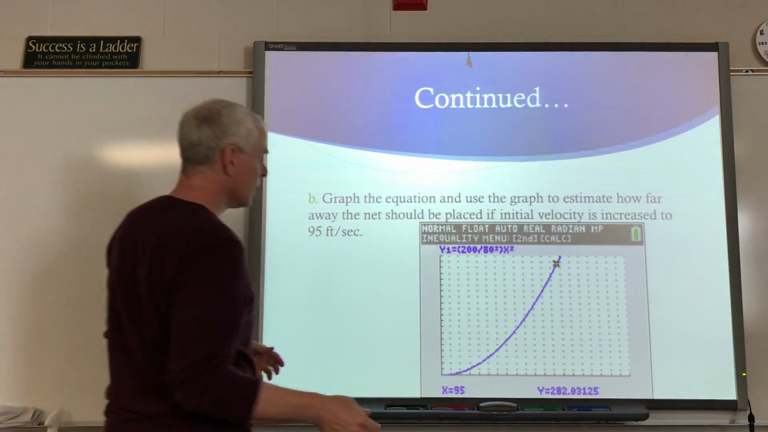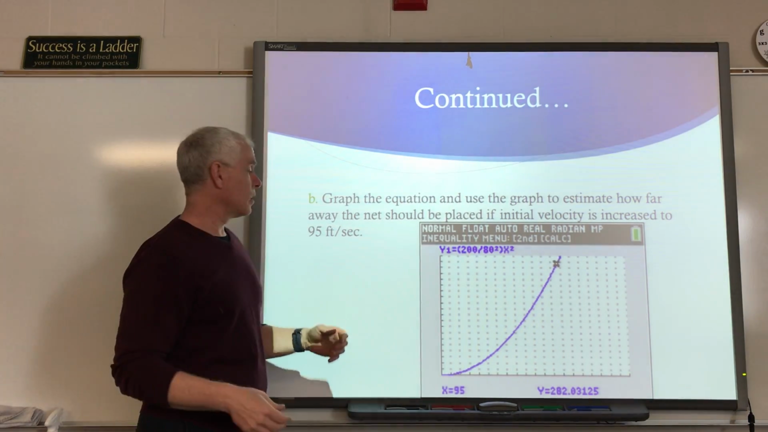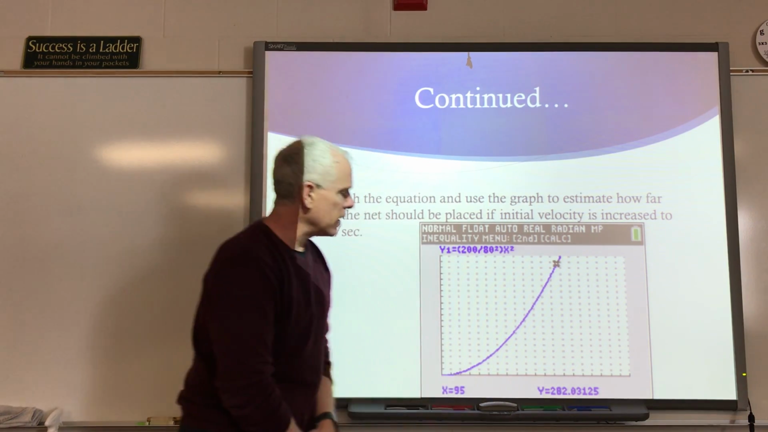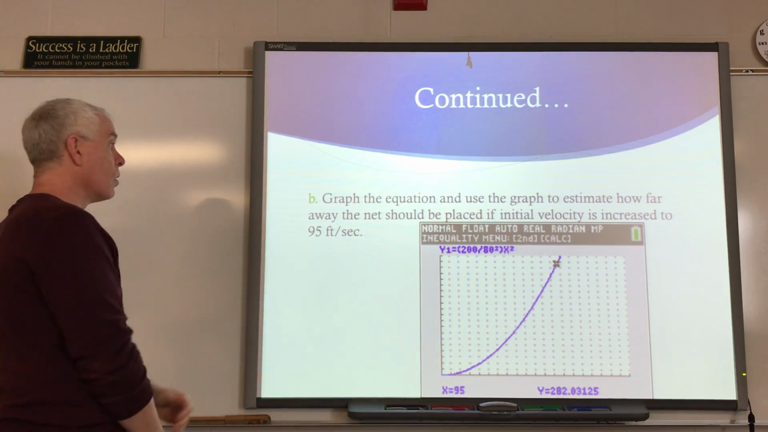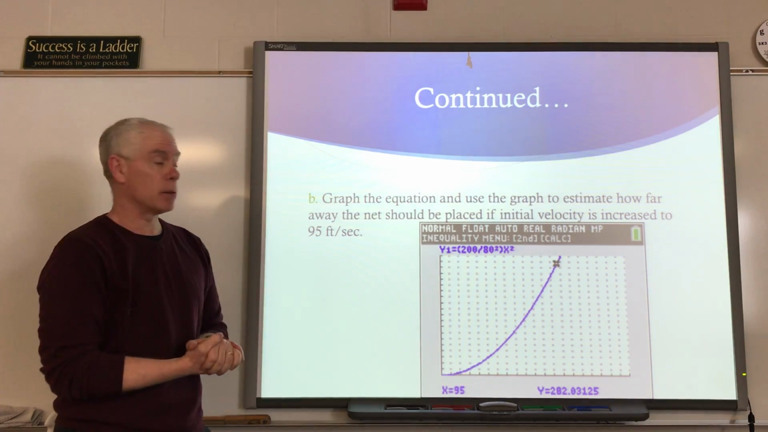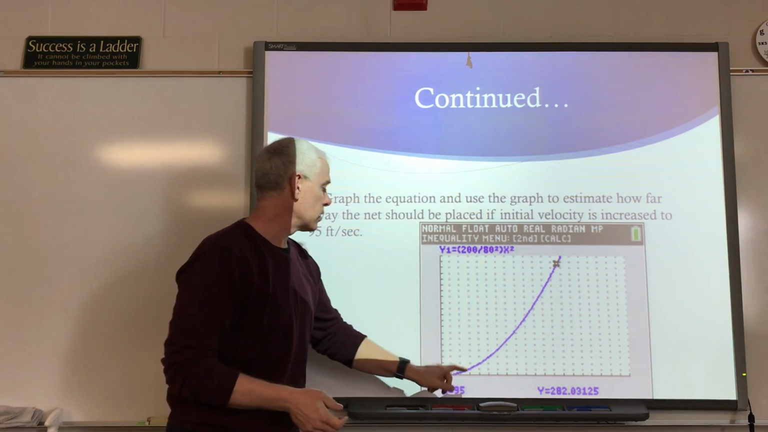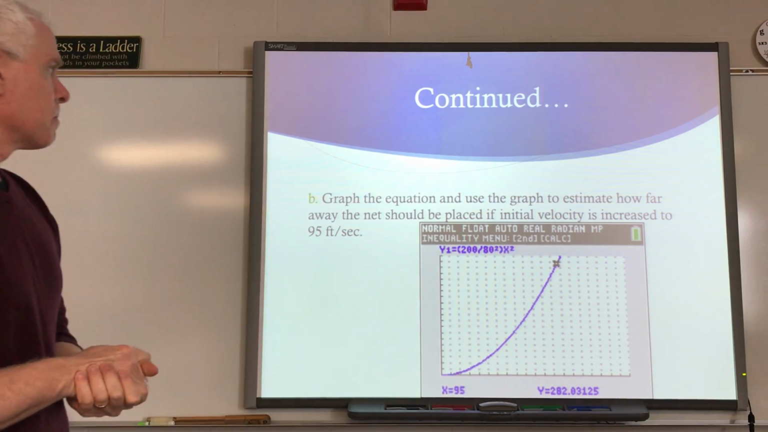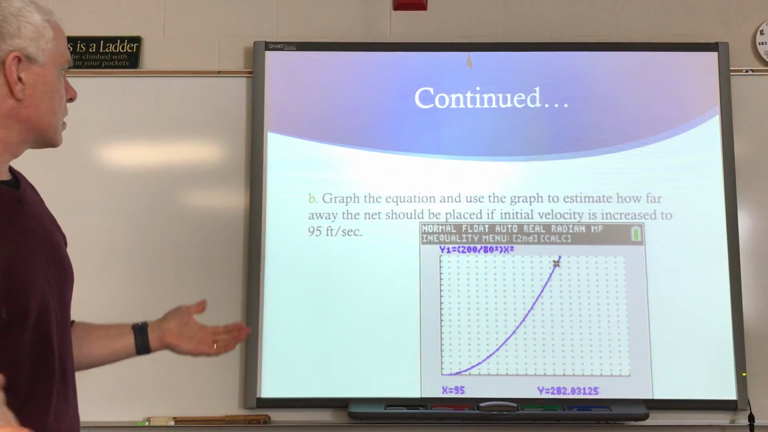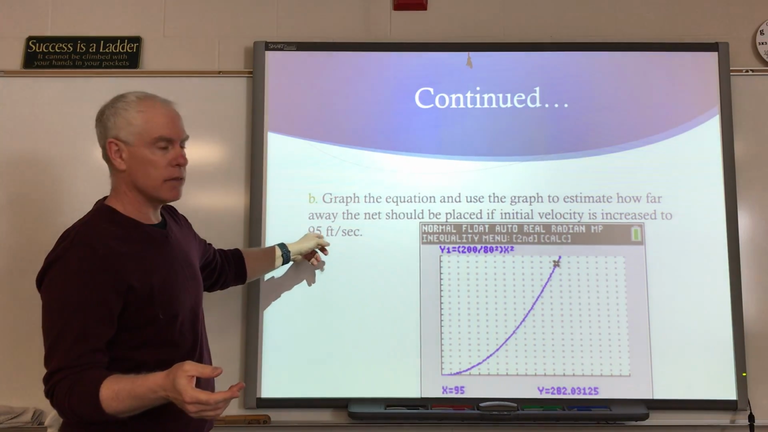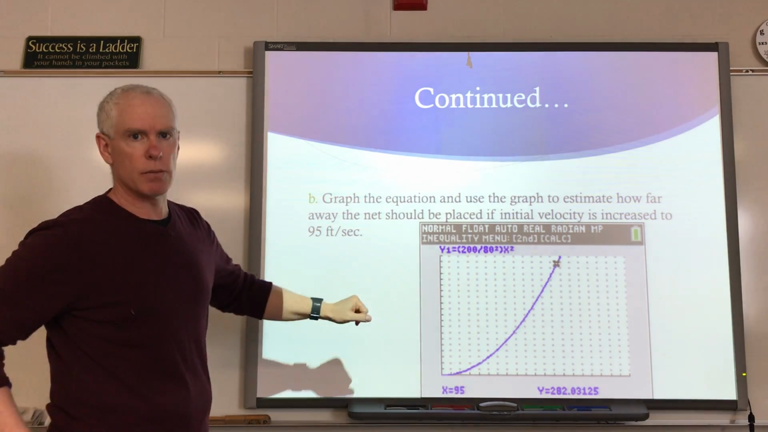So I graph it. I go to trace again like we did on the previous graph. I type in 95, and it spits out 282.03125. So if a person is shot out of that cannon at 95 feet per second, they can expect to fly a range of 282 feet. Okay? The same as taking 0.03125 times 95 squared, we're going to get the same result.